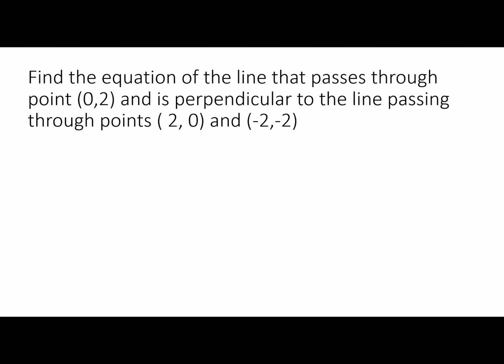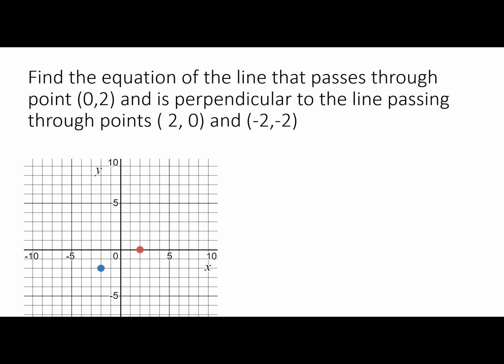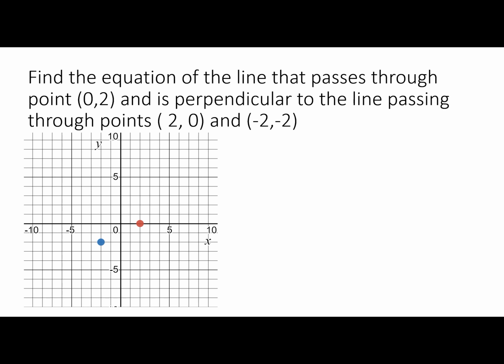Find the equation of the line that passes through point 0, 2 and is perpendicular to the line passing through points 2, 0 and negative 2, negative 2. In the previous slide we used the formula to come up with the equation, and now we are going to graph and find the equation. So first we need to find the slope of this line that passes through. Then we can find the slope for the perpendicular line, and then we already have our y-intercept here. We can just plug it into the equation, y equals mx plus b.